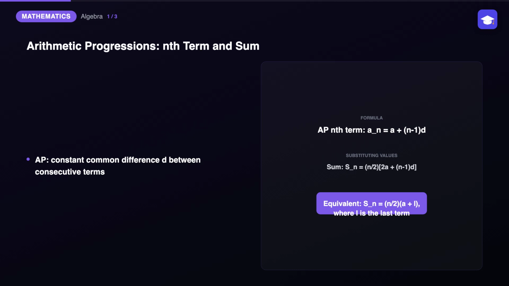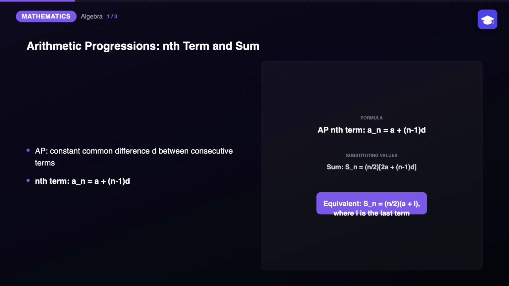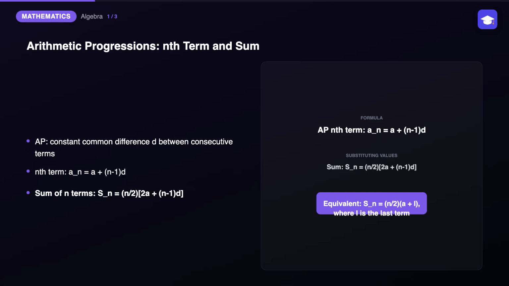The nth term of an AP is given directly by a_n equals a plus (n minus 1) times d, where a is the first term. This formula lets you jump directly to any specific term without needing to list out every single preceding term.